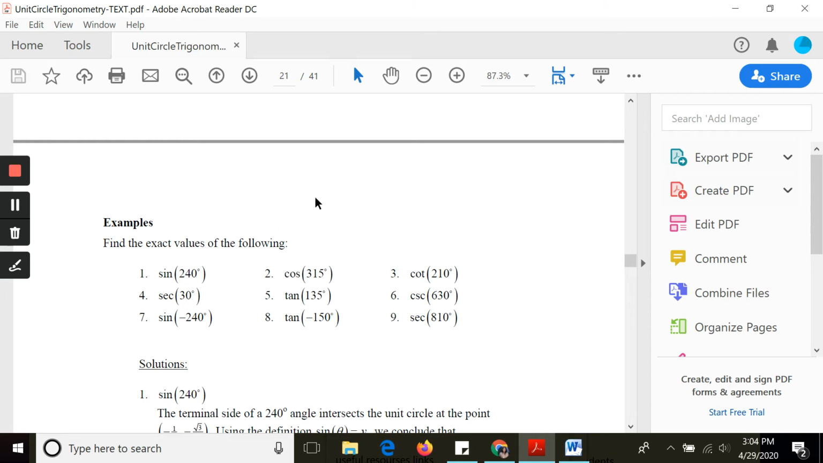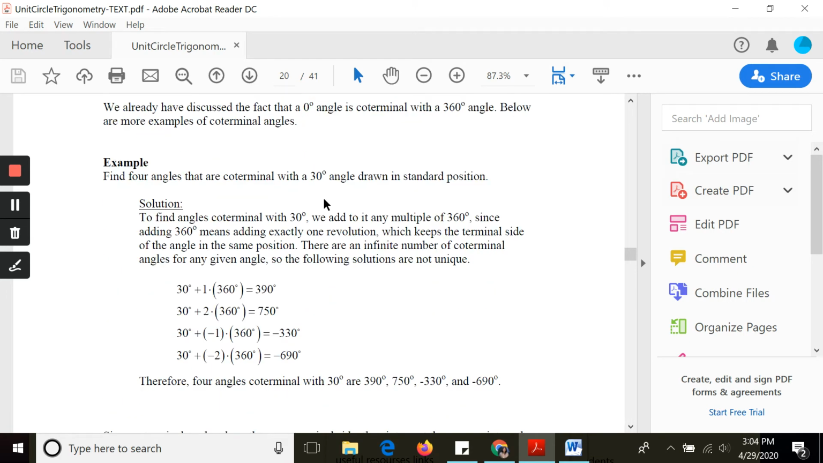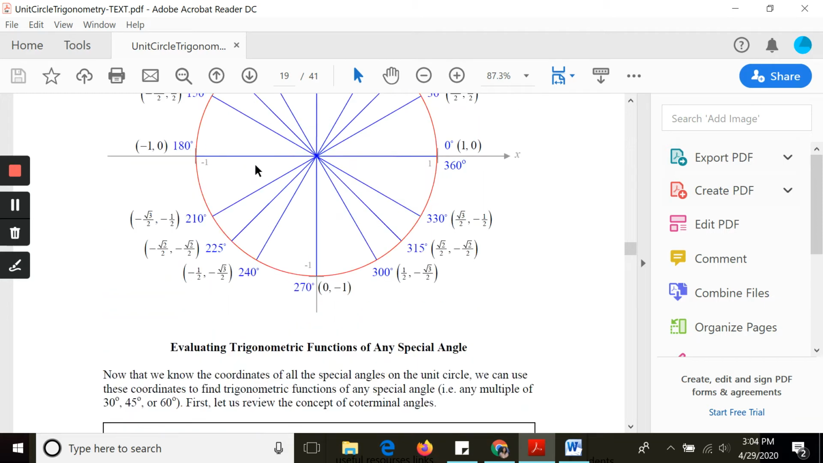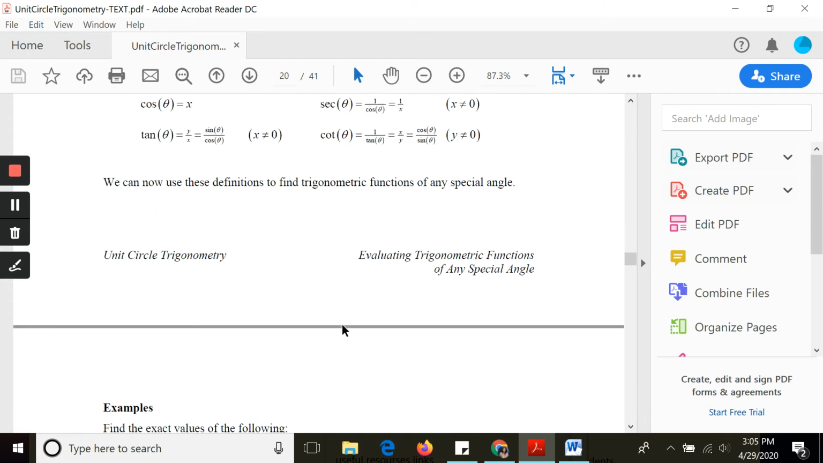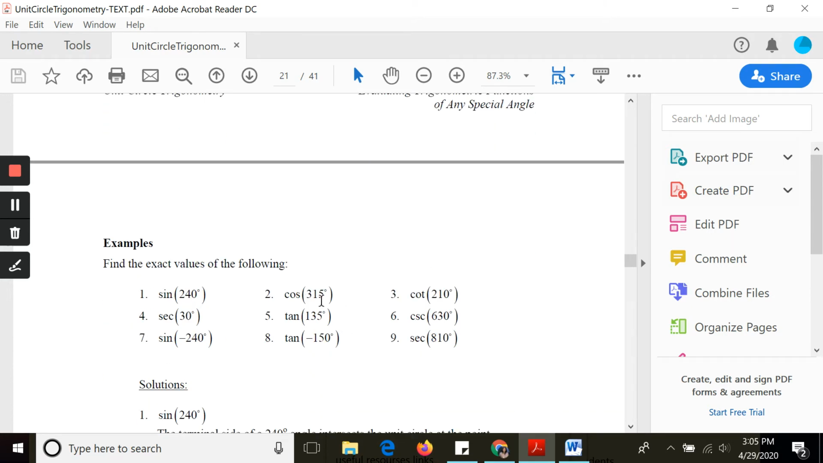I don't think that we did 240 above in the unit circle. So if you go back, we didn't do 200. Oh, we did 240 degrees. So we can use the unit circle. So sine is this. So the answer will be negative square root of 3 over 2. So you can use the unit circle to answer that. Now, the next one, if we want cos 315, again, you can go back and use the unit circle.